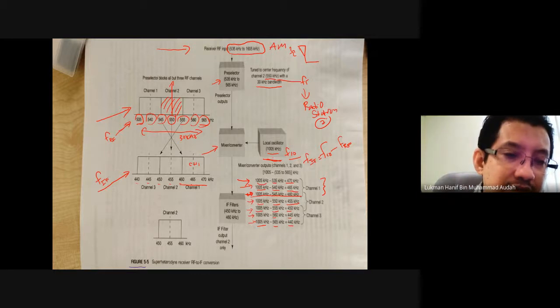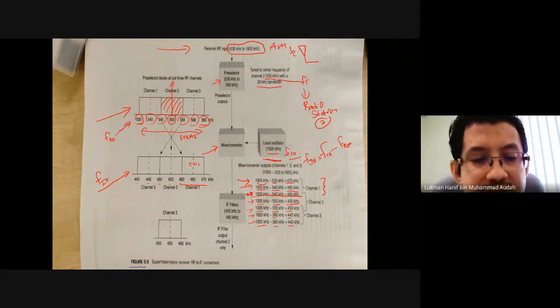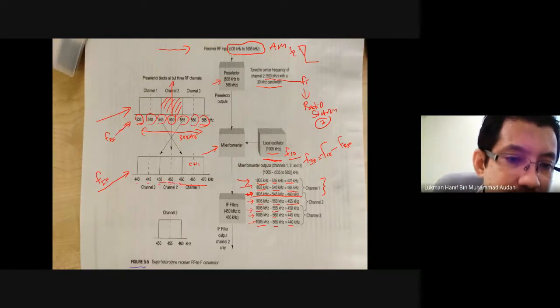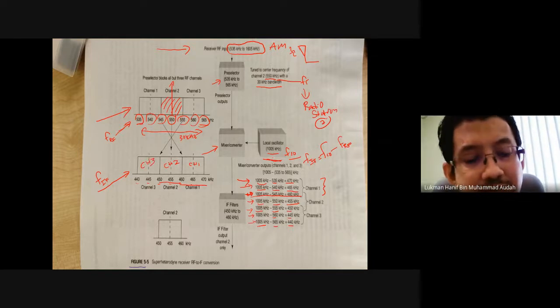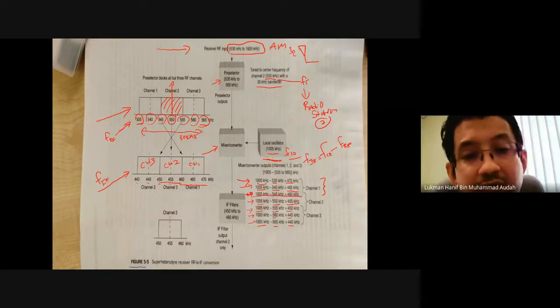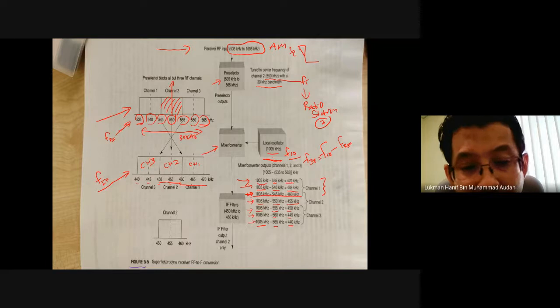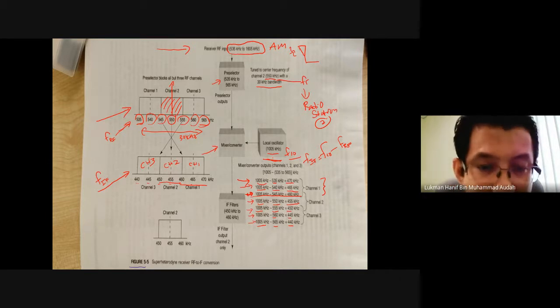And then di sini adalah channel 2. Macam mana pula? Channel 2 daripada 450 until 460. Yang ini. Channel 2. Dan di sini adalah channel 3. Nampak. So keluaran daripada mixer converter adalah intermediate frequencies band, tetapi masih mempunyai bandwidth yang sama dan kontennya masih sama.